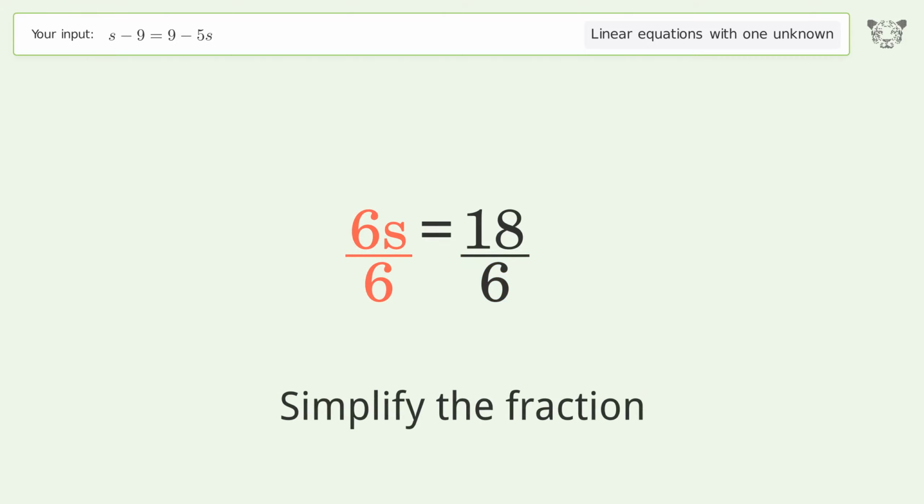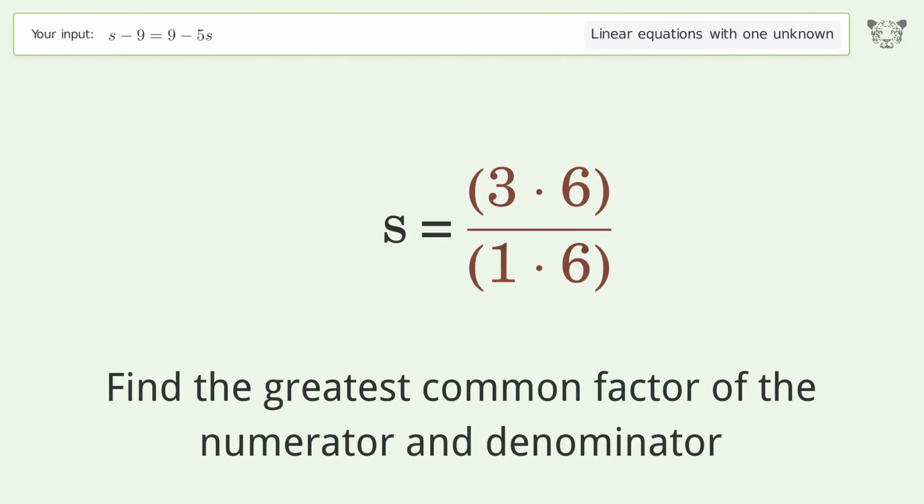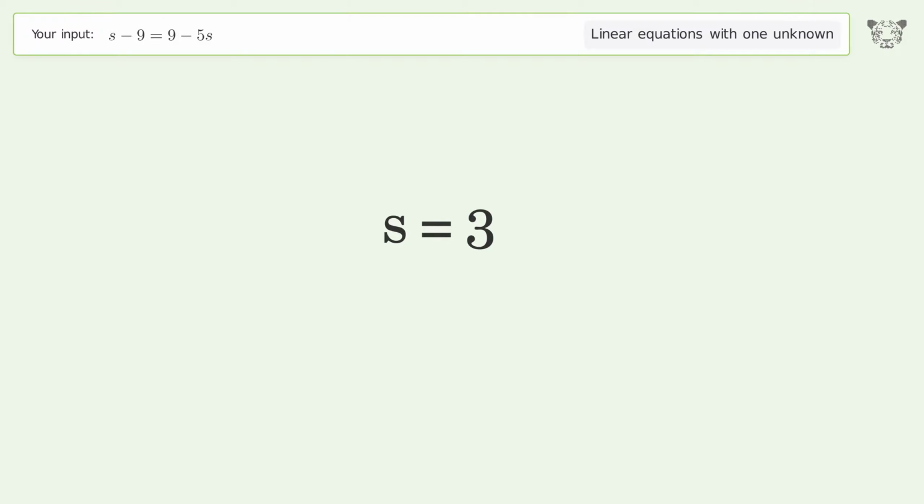Simplify the fraction. Find the greatest common factor of the numerator and denominator. Factor out and cancel the greatest common factor. And so the final result is s equals 3.